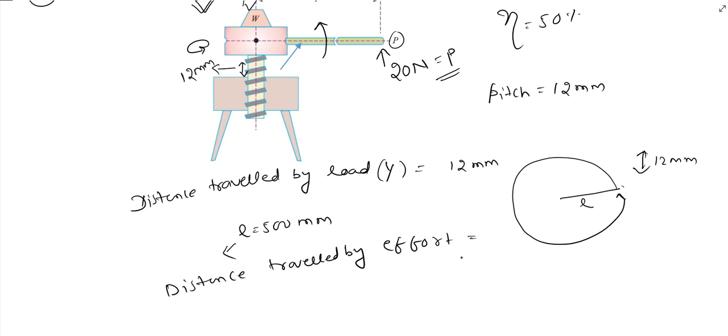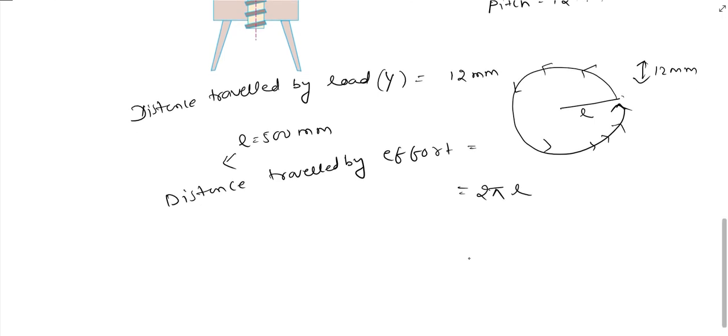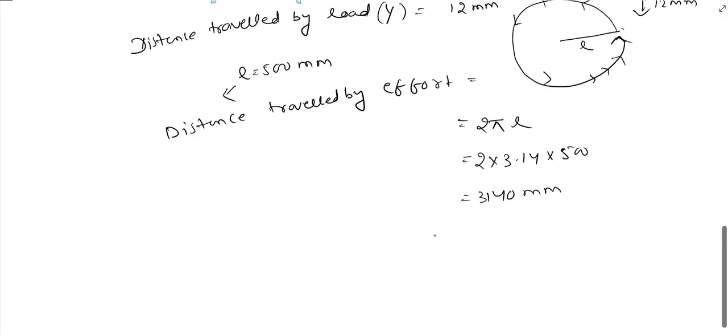travel कर रहा है. So the circumference of this circle will be the distance traveled by the effort, and that is equal to 2 pi L. Okay, 2 into 3.14 into 500, which is equal to 3140 millimeter. So from this we can calculate the velocity ratio.